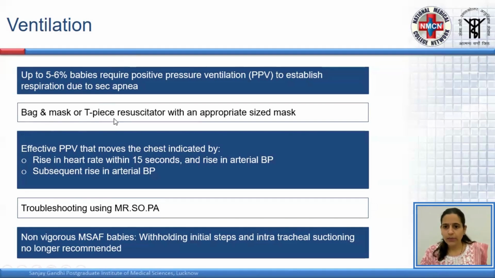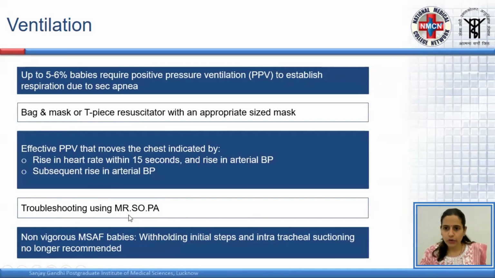A bag and mask or a T-piece resuscitator may be used with an appropriate sized mask for providing the positive pressure ventilation, and it would be indicated by a rise in heart rate occurring within 15 seconds of initiating positive pressure ventilation, leading to a rise in the arterial blood pressure. And if we are not able to get effective chest movements or a rise in the heart rate, then troubleshooting is done using ventilation corrective steps sequentially.